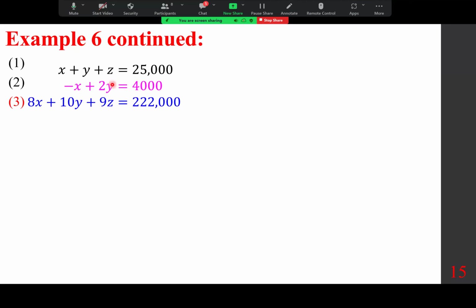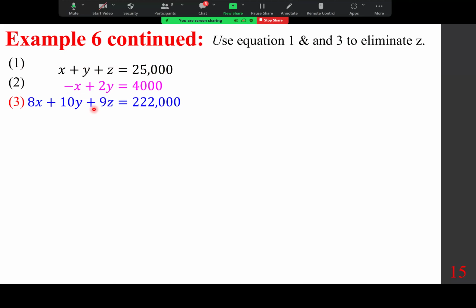Notice equation number 2 has two variables in the first place. We don't have to worry about that. So we're going to use the first and the third one to get rid of the same variable. Which variable? The one that number 2 does not have. So use equation 1 and 3 to eliminate z. Again, why z? Because number 2 doesn't have it.